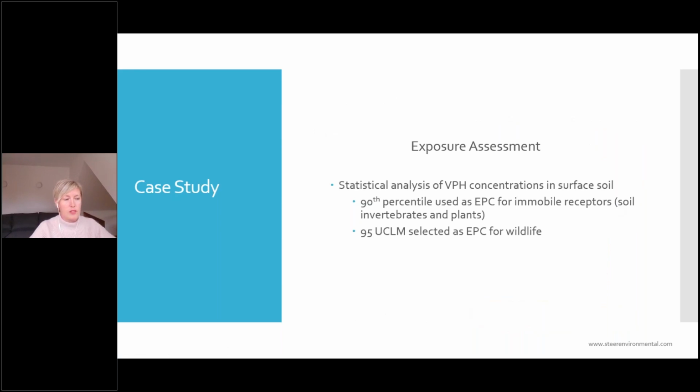So the next step in the risk assessment is to do the exposure assessment. And we do this by a statistical analysis of the VPH concentrations we have in surface soil. And we apply the 90th percentile as the exposure point concentration for immobile receptors like soil invertebrates and plants. We use the 95 UCLM as the EPC for wildlife because they're mobile and they can be expected to average their exposure to contaminants in soil over space and time.